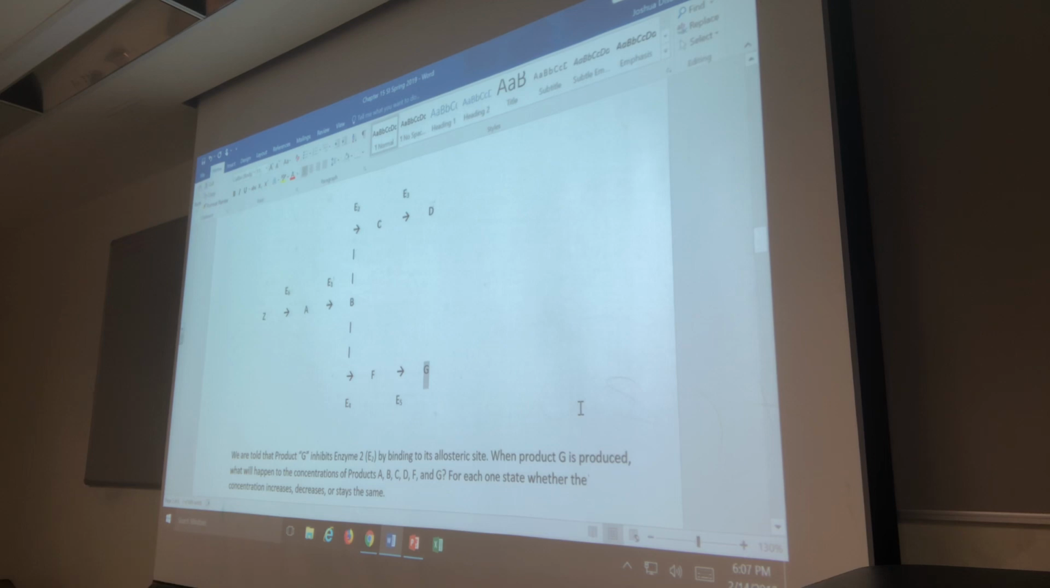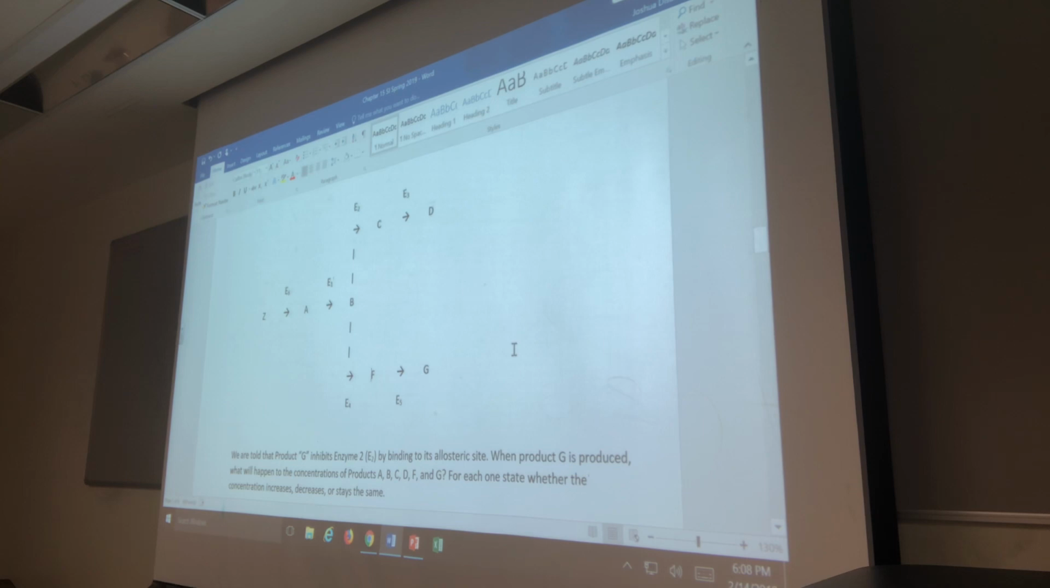So this is a unique example of positive feedback. G is inhibiting enzyme 2, which causes an increase in F and an increase in G. So this is an example of positive feedback. All right, so again, G inhibits enzyme 2, shuts off the top half, therefore everything in the bottom half increases.